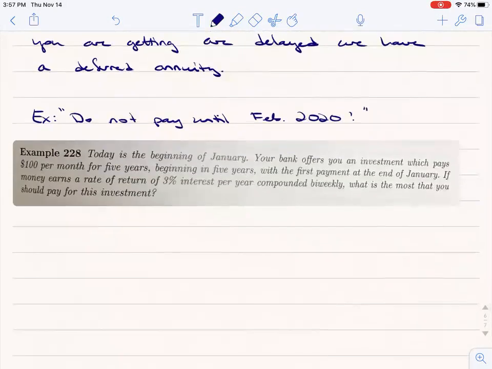Today is the beginning of January. Your bank offers you an investment which pays $100 per month for 5 years, beginning in 5 years. So it's not going to start right away. It's going to start 5 years from now, with the first payment at the end of January. If money earns a rate of return of 3% interest per year compounded bi-weekly, what is the most that you should pay for this investment? Basically, what is the present value of this investment?